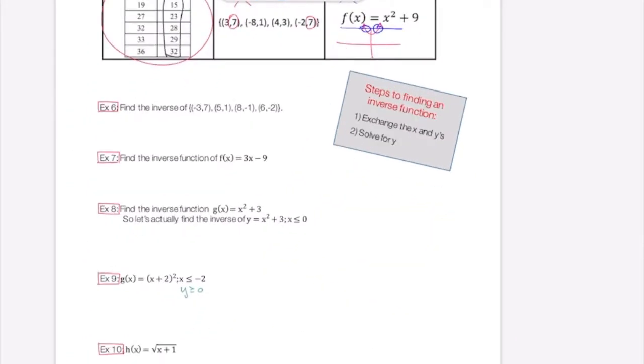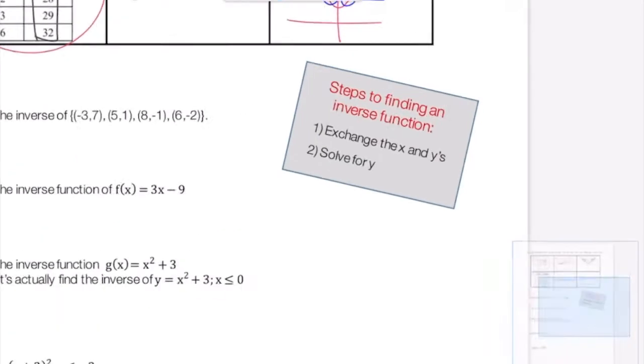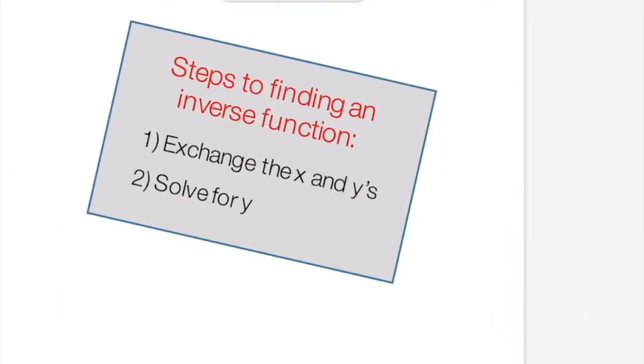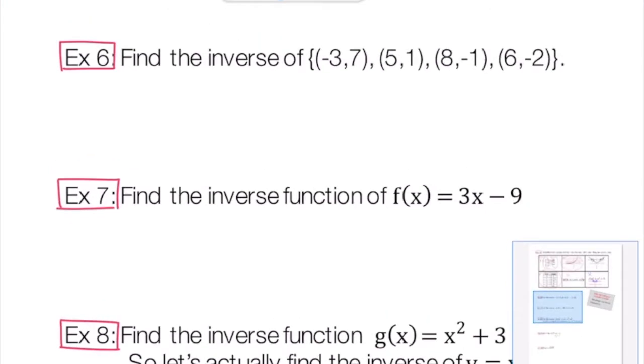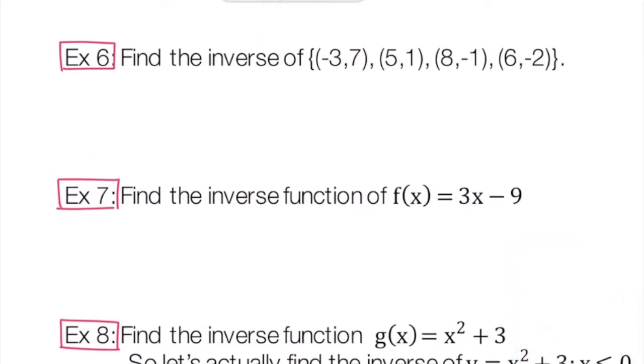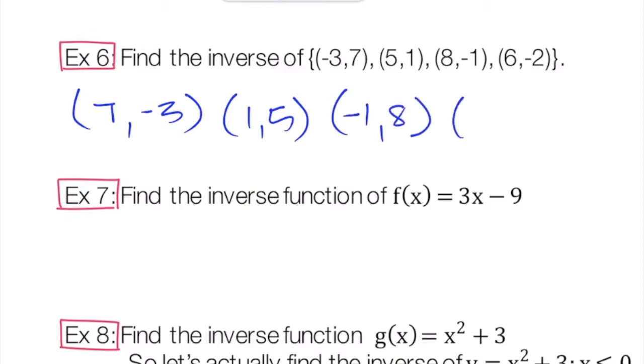Now what we're going to do is actually find inverse functions. I've got a little sidebar here. To find an inverse function, we just switch the x's and y's. If you're dealing with an equation, after you switch the x's and y's, then you're going to actually solve for the y. So for the first one, all we're going to do is reverse the x's and y's. Instead of (-3, 7), it's going to be (7, -3). Instead of (5, 1), it's going to be (1, 5). Instead of (8, -1), it's going to be (-1, 8). And instead of (6, -2), it's going to be (-2, 6). And that's your inverse function. So not too hard there.